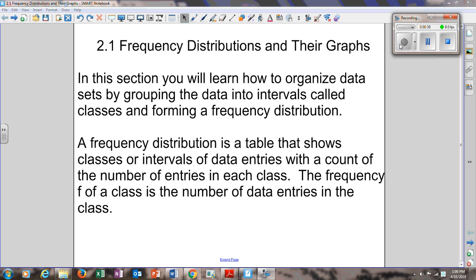All right. So in this section, you're going to learn how to organize data sets by grouping the data into intervals called classes and forming a frequency distribution. Frequency distribution is just a table that shows classes or intervals of data entries with a count of the number of entries in each class. The frequency f of a class is the number of data entries in the class. That's pretty self-explanatory. We're going to break all our data into classes, and then the frequency, or f, is the number of times that the data falls within the class.